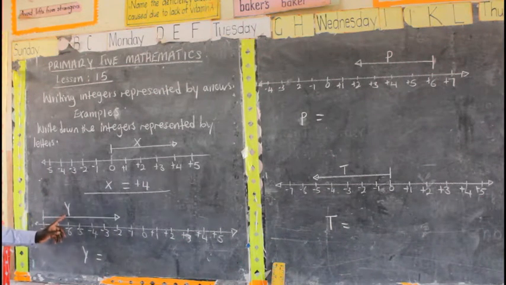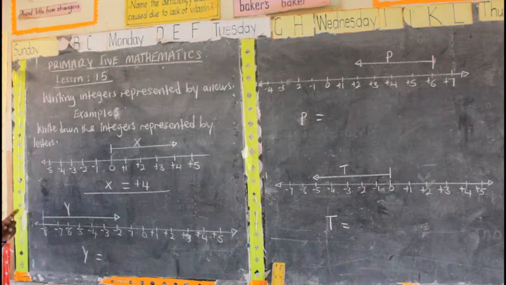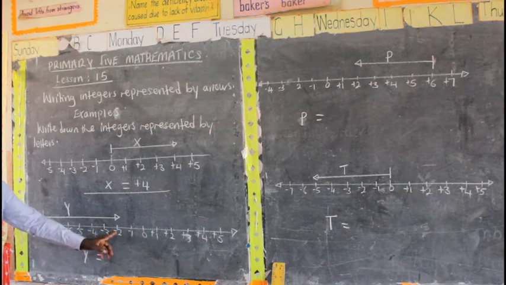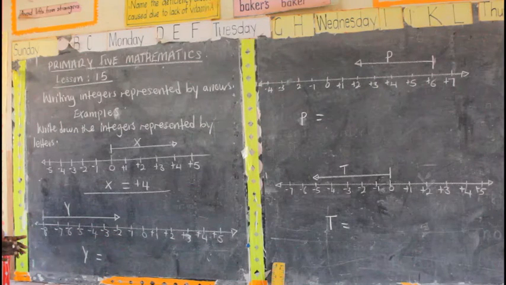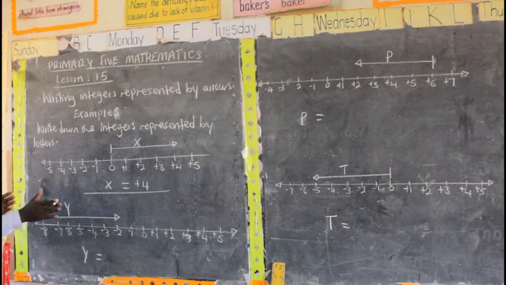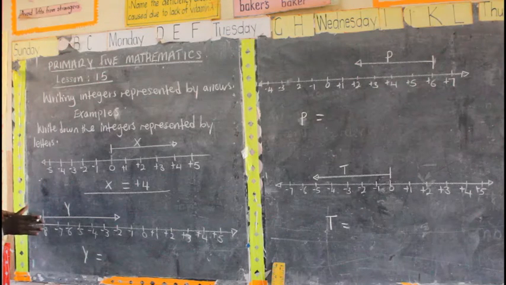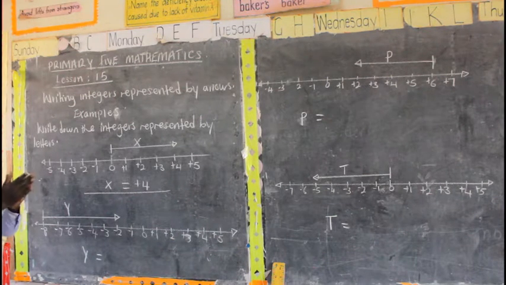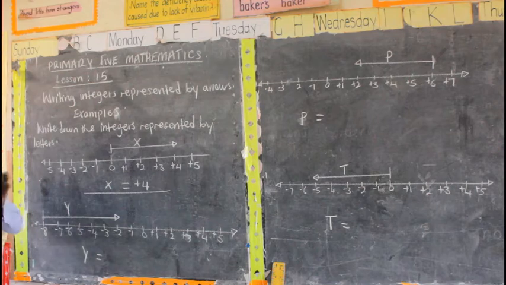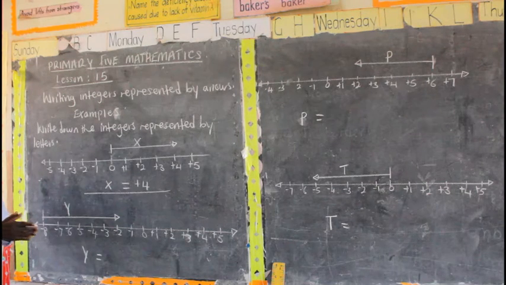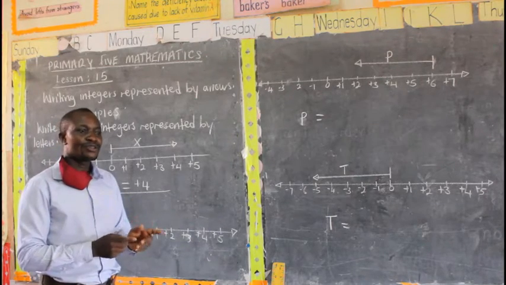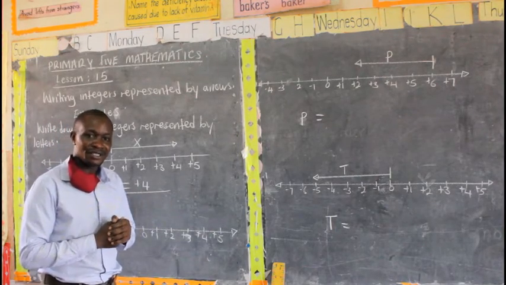2. We have arrow y. Arrow y is beginning from -8 up to -2. But which direction is it taking? It is pointing in a positive direction. Therefore, this arrow is also a positive arrow. Why? Because it is pointing in a positive direction. However much it is ending in negatives, it is a positive because it is pointing in a positive direction.